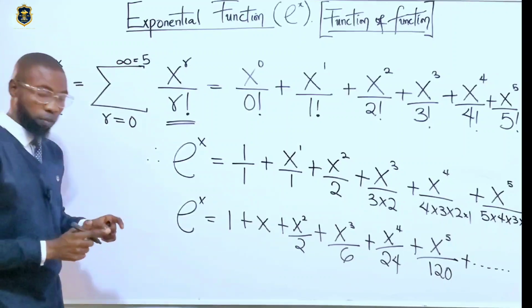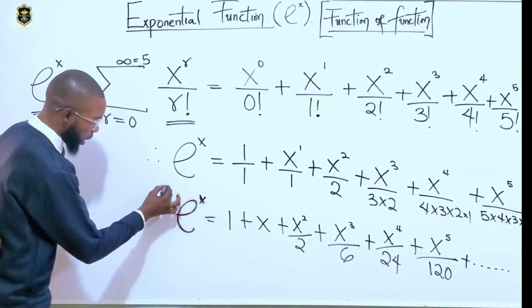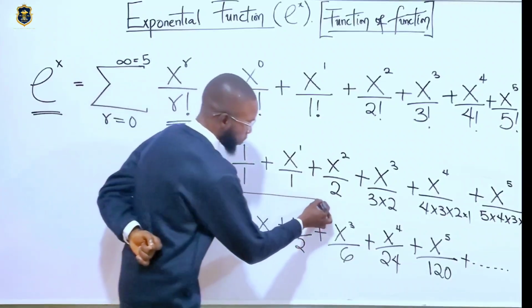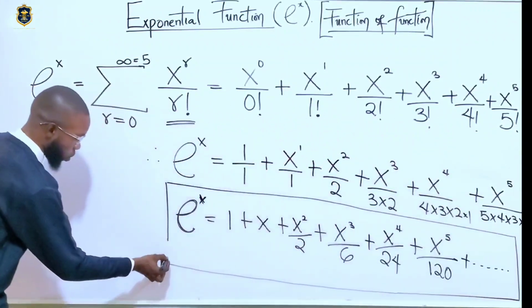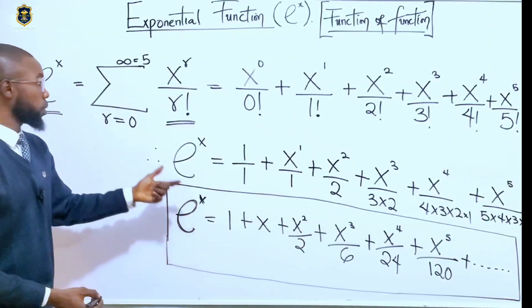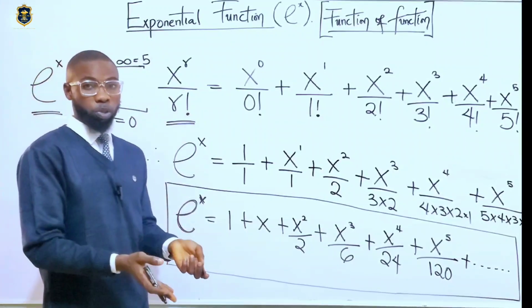Therefore, just know that our exponential function, which is e raised to the power of x, has this value: 1 plus x plus whatever it is down to infinity. This is all about that exponential function. Starting from here, this is what it actually means. So I'm trying to show you the value of the exponential function.